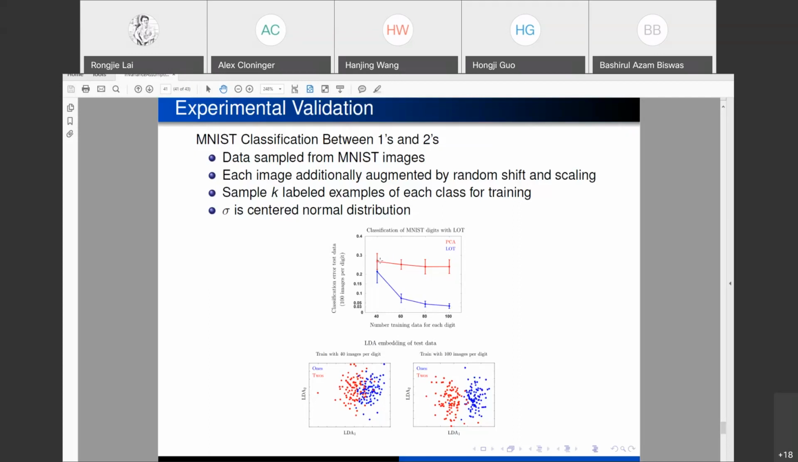Oh, sorry, and I should have said, this is what happens if you reduce it using PCA to the same dimension. It fails. You can't build a linear classifier in PCA space, but you can in LOT space. This is an embedding into 2 dimensions of the PCA. This is an embedding into 2 dimensions of the LOT. You see that it does in fact have a nice linear classifier.